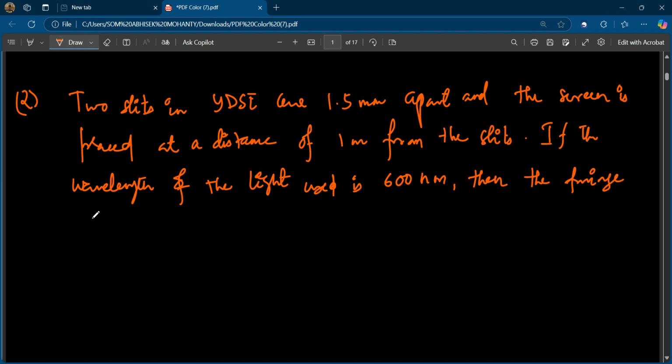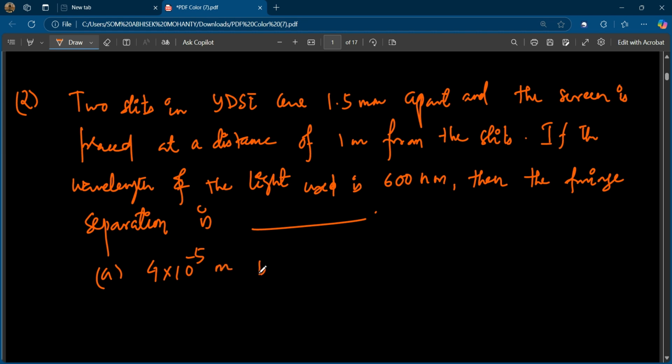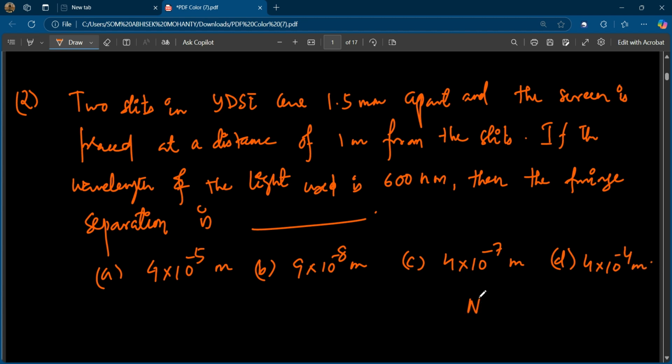fringe separation is, okay. So options are: option A, 4 into 10 to the minus 5 meter; option B, 9 into 10 to the minus 8 meter; option C, 4 into 10 to the minus 7 meter; and option D, 4 into 10 to the minus 4 meter. So again, it came in NEET 2024.